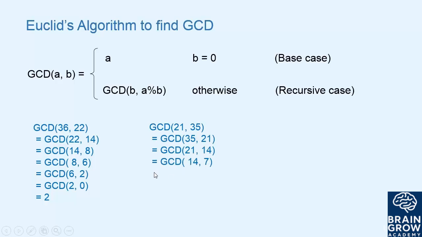21 comes from here. This is equal to GCD of 14 and 7. This is equal to GCD of 7 and 0. Now we have reached the base case. So GCD is equal to 7.